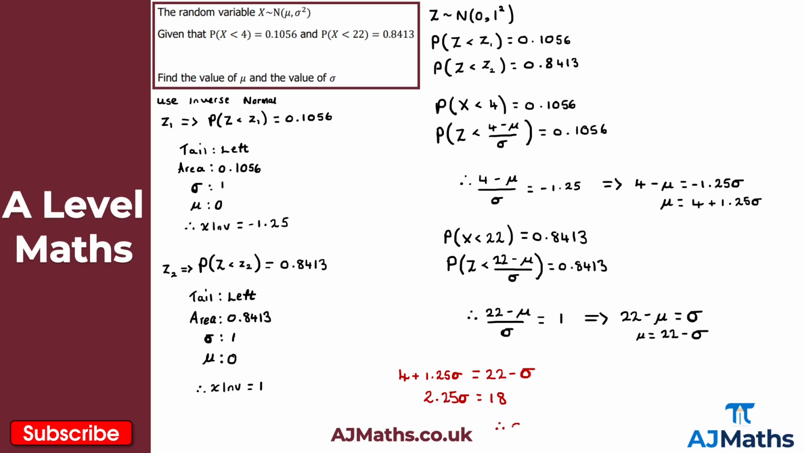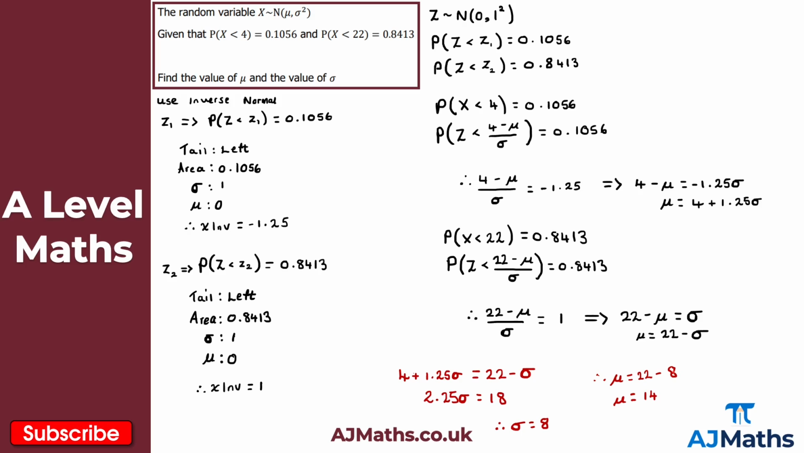So therefore, sigma here, that is equal then to 18 divided by 2.25. So quickly do that on my calculator. What I get then is 8. So the standard deviation here is 8. But we're not done here. We also need the value of the mean then, the value of mu. So we can easily find that then by using either of these rearranged equations. If I use this one, it's a little bit easier. So therefore, for the mean mu, that is equal to 22 minus sigma here. So sigma is 8. So 22 minus 8 there. And what I get then is 14. Okay, so the mean mu is equal to 14.